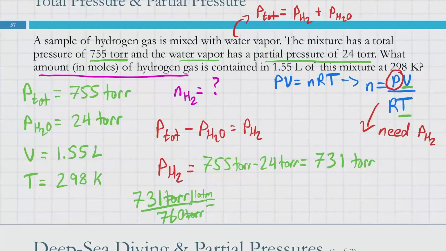Doing the laziest conversion here. We could also use an R value that has units of torr instead of units of atmospheres if we had that on hand or knew it or looked it up.